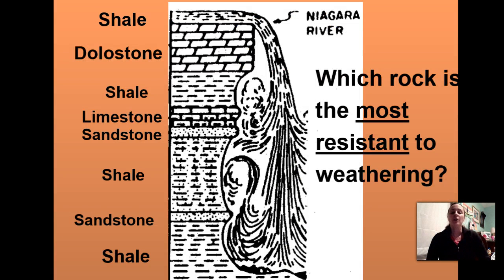In this picture, we have a nice waterfall over several layers of different rocks. So which rock is most resistant to weathering? We're going to look for the rock that has been less carved out by the water. And you may notice that if you compare all the different rock layers, the top layer of dolostone is mostly still squared off. So we say that that is the most resistant to weathering in this rock outcrop.